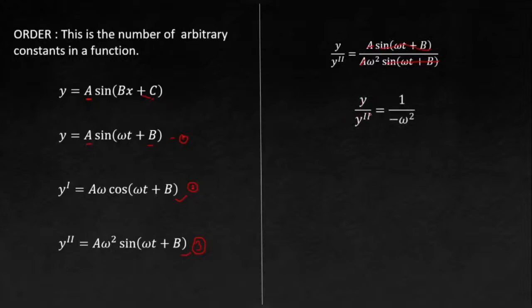y double bar is equal to 1 over negative omega squared. That reminds me, because when you differentiate cos, you must get negative, so this side is negative. That's why we have this negative here. When you differentiate cos with respect to t, you are going to get negative sine.